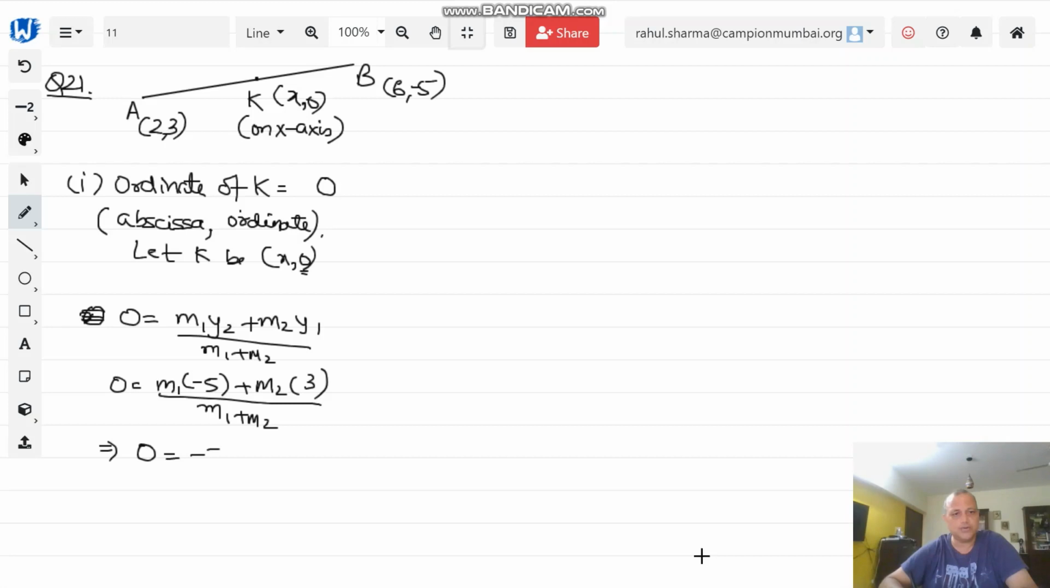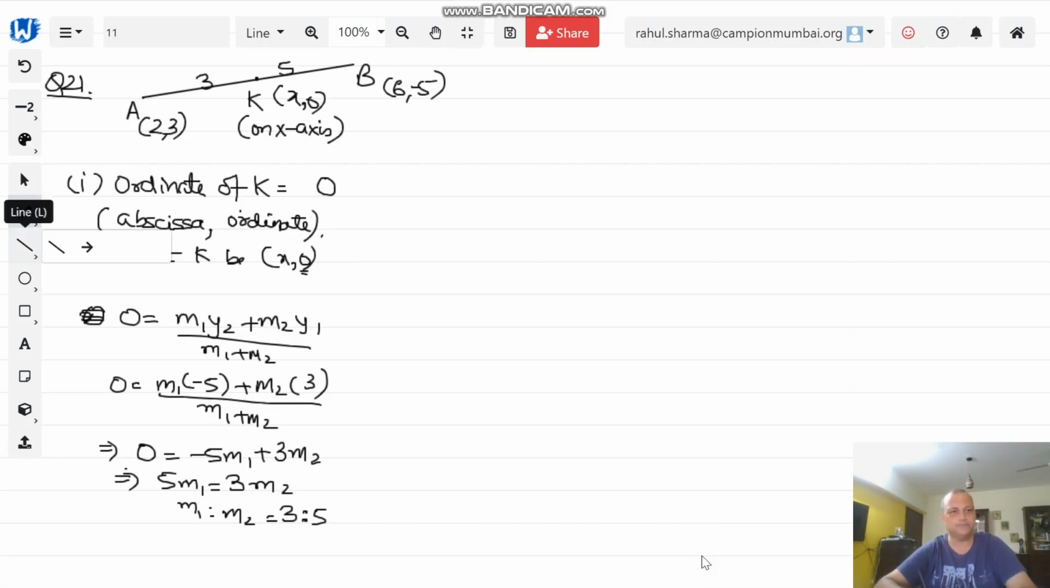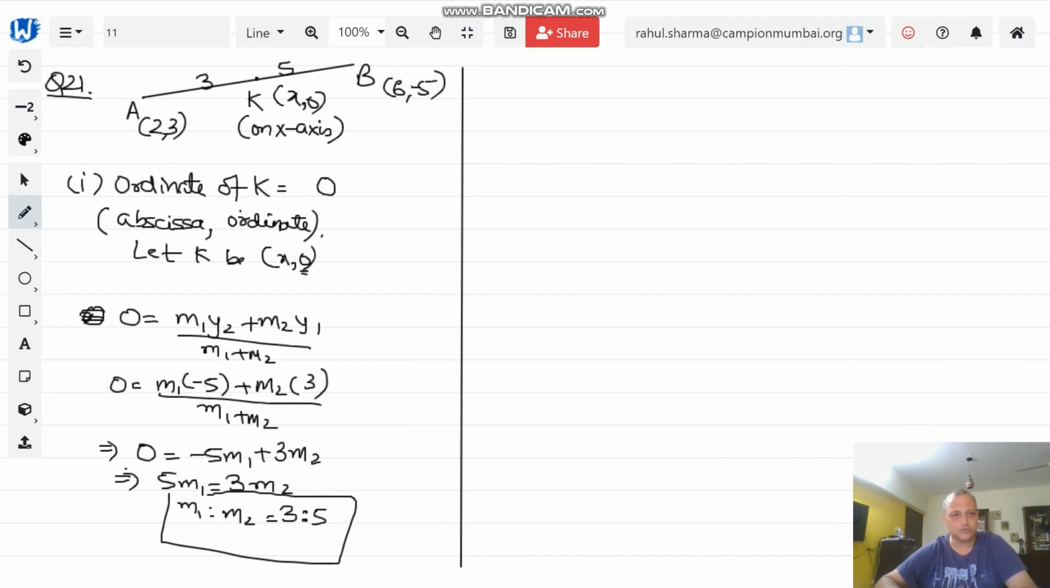So 0 is equal to -5 m1 plus 3 m2, which means 5 m1 is equal to 3 m2, which means m1 is to m2 is equal to 3 is to 5, which means this part is 3 and this part is 5. Wonderful. Let's look at what else we need to calculate. A good habit is to highlight your answer, so highlight this answer. The ratio m1 is to m2 is 3 is to 5.